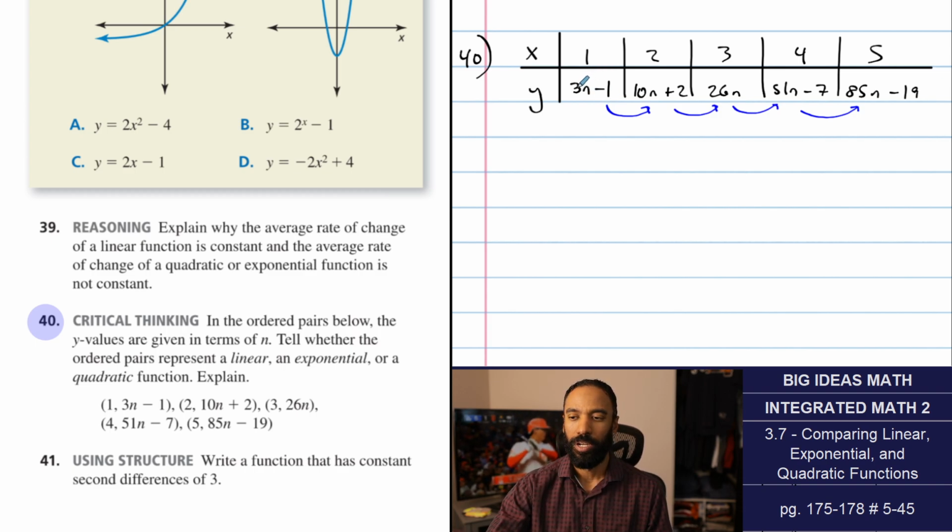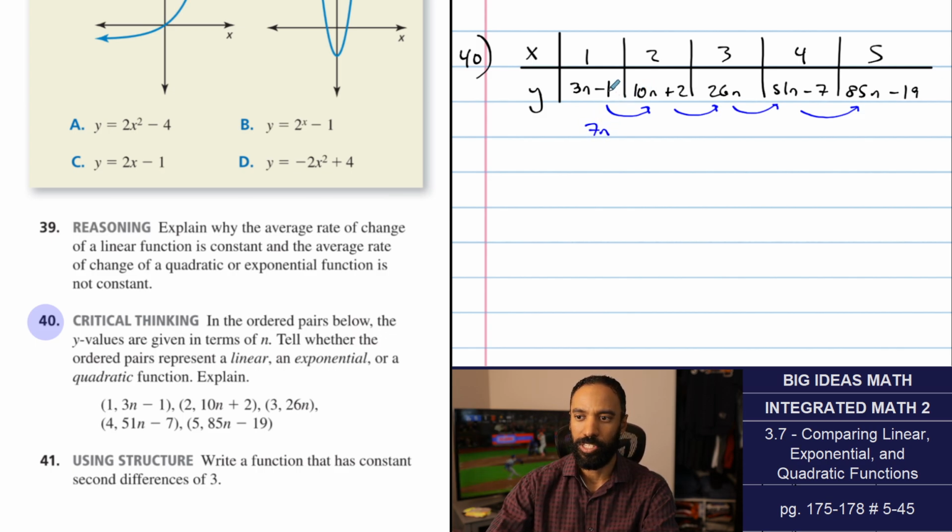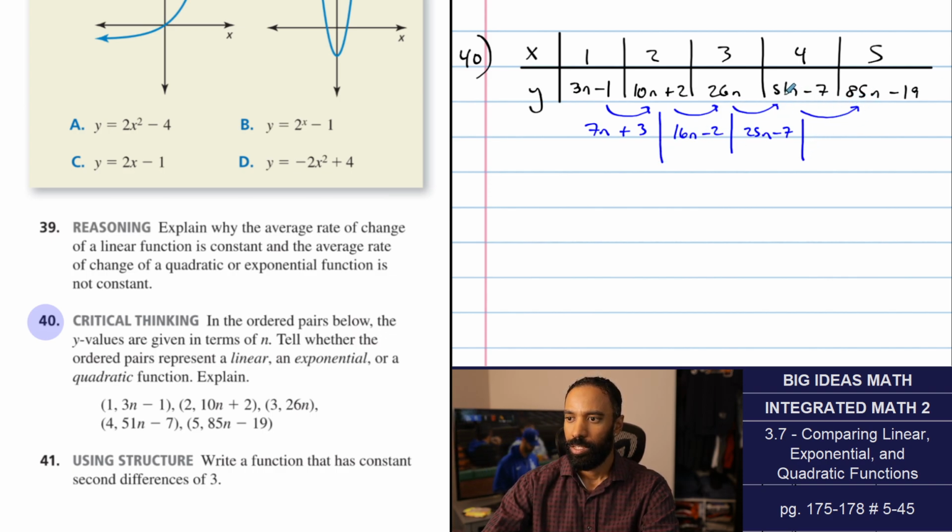So 3n plus 7n. I'm just going to write what the number is. 7n is 10n. Negative 1 plus 3 is 2. From 10n to 26n is 16n. From 2 to 0 is negative 2. From 26n to 51n is 25n. And from 0 to negative 7 is negative 7. And then from 51 to 85 is 34. And from negative 7 to negative 19 is negative 12. So there's multiple parts on this.